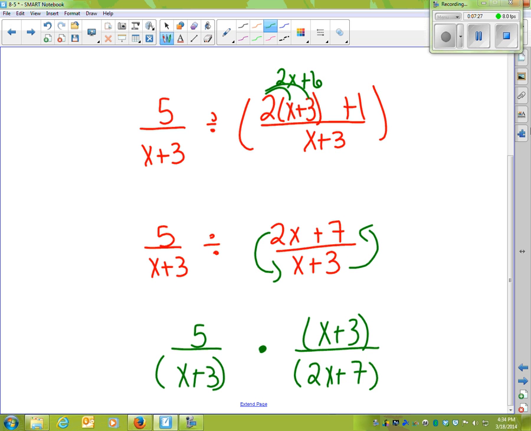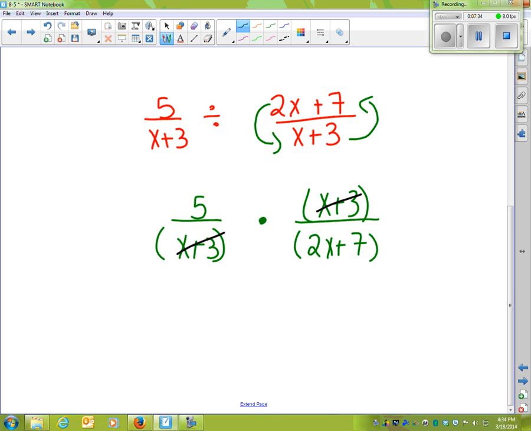Cancel, cancel, cancel. I have x plus 3 in the numerator and denominator. I can cancel both of them, which gives me 5 over 2x plus 7. Nothing can be factored, nothing can be reduced. That is my final answer.